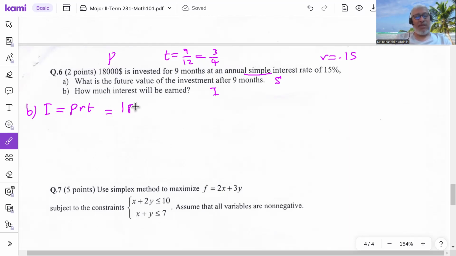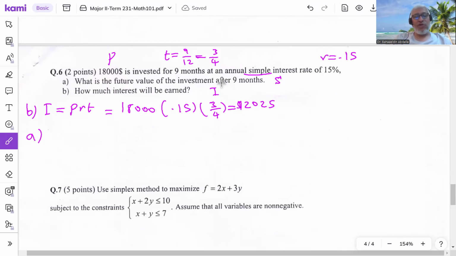P is 18,000 times R, which is 0.15, times T, which is 3 over 4. And just use the calculator: 18,000 times 0.15 times 3 over 4. The answer is 2025. That's the interest. Of course, dollars.